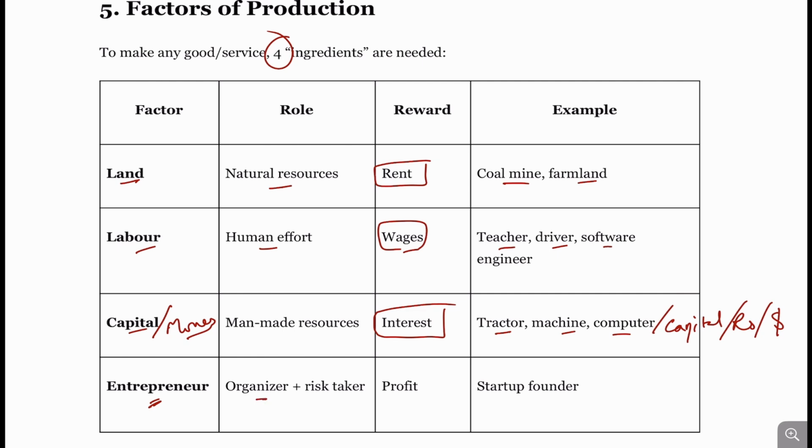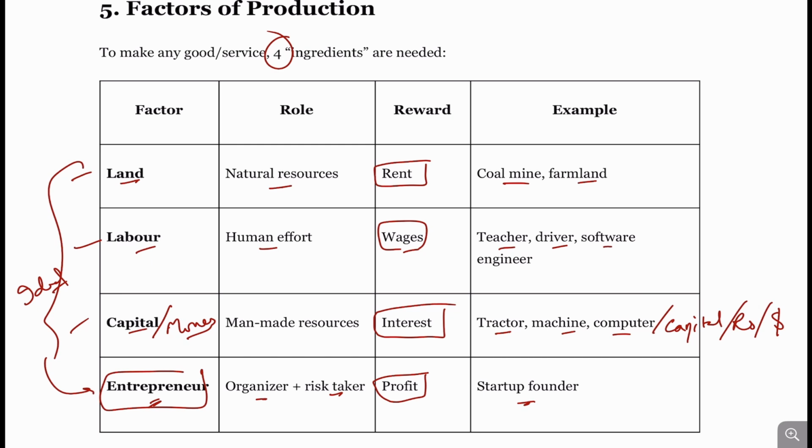Entrepreneur organizes and takes the risk, but he takes the profit. Like a startup founder, any person who sets up a company. Without this entrepreneur, land will be there, capital will be there, labor will be there, but they will be sitting idle.